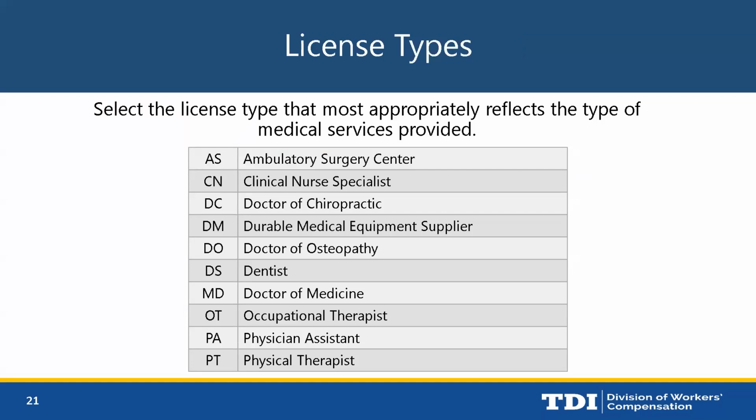Here are just some of the many different license types. Licensed healthcare providers may bill directly. For example, audiologists, if licensed, can bill, and will need to choose the best license type that fits the type of medical services they provided. You can find the complete list of license types in Rule 133.10, subsection I.